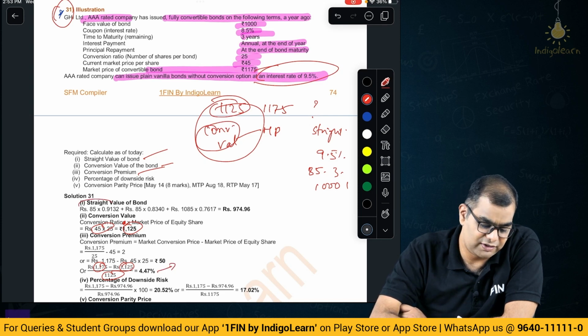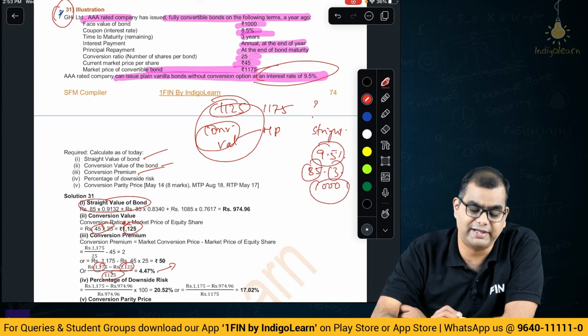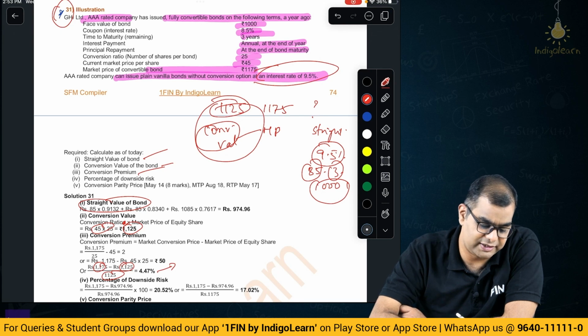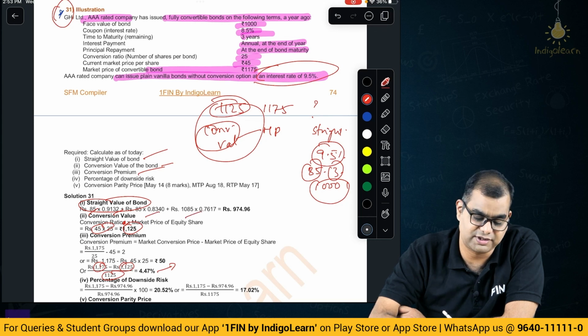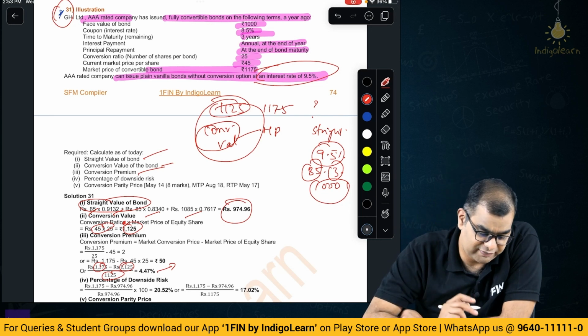Now what is the straight value of the bond? Straight value of the bond is very simple. This 9.5%, 85 for 3 years, and 1000 in the third year at 8.5%. So you get basically 85 into 9.132 plus 85 into 0.834 plus 1085 into 0.7617, you will get 974. So 974 is the value of the bond, straight value of the bond.